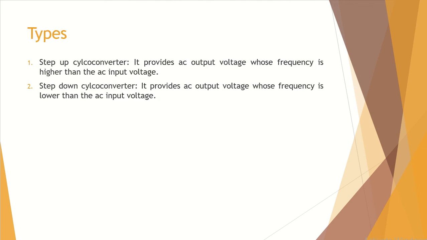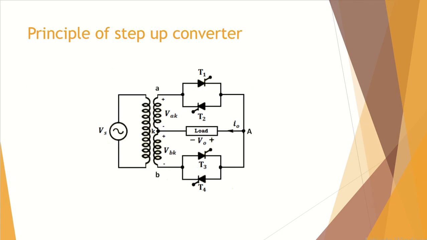Moving towards the types of cycloconverter, we can have a step up cycloconverter in which the output frequency is greater than the input frequency of the AC signal, and we can have a step down cycloconverter in which the output frequency is less than the input frequency. We will discuss both types of cycloconverter one by one. First, we will discuss the basic principle of a step up cycloconverter.